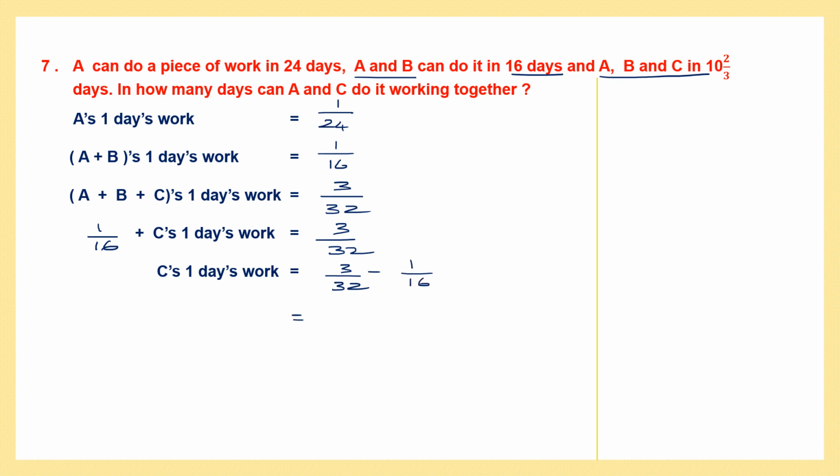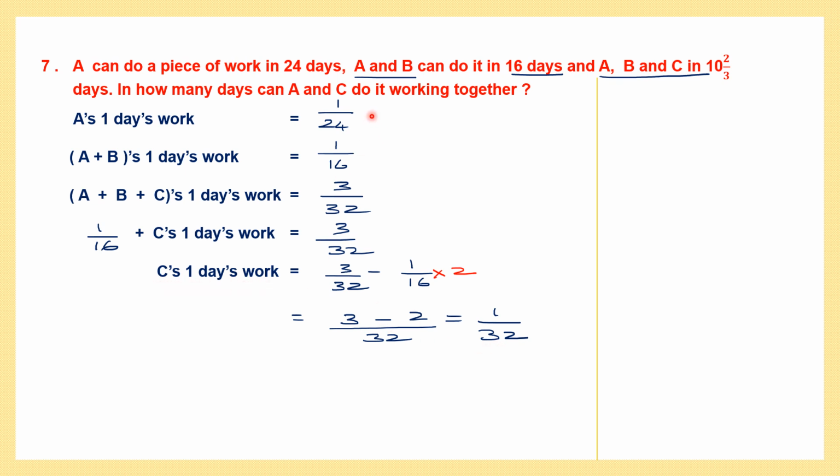Subtraction of fractions, the LCM is 32. So 32 is the same here, denominator. So we write the same numerator, 3 minus 16 into 2 is 32. So 1 twos are 2. So here we have 3 minus 2, that is 1, 1 by 32. So what have we found? We have found C's 1 day's work.